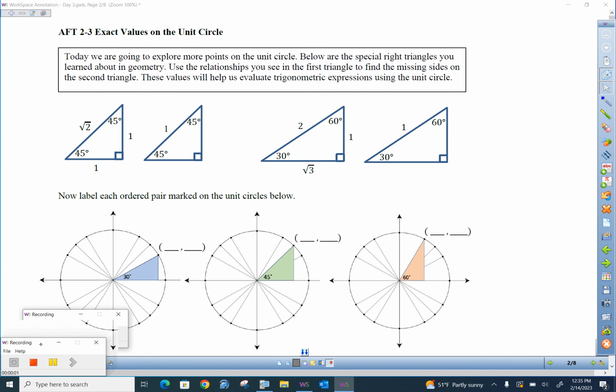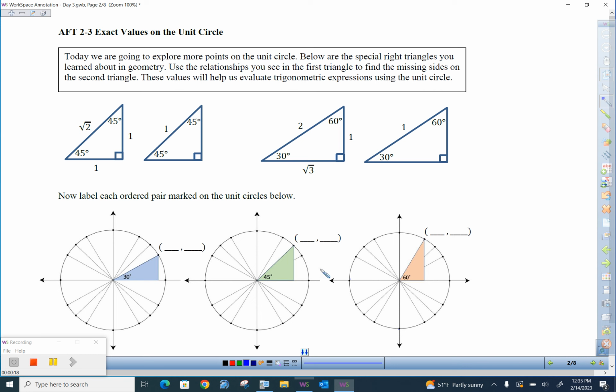Folks, today we're going to work more with the unit circle that you started to learn about last time. The goal for today is to get from just knowing the 4 original points on the unit circle to being able to find any of these marked points that you see on the circles below here. In order to do that, we have to bring back some geometry.